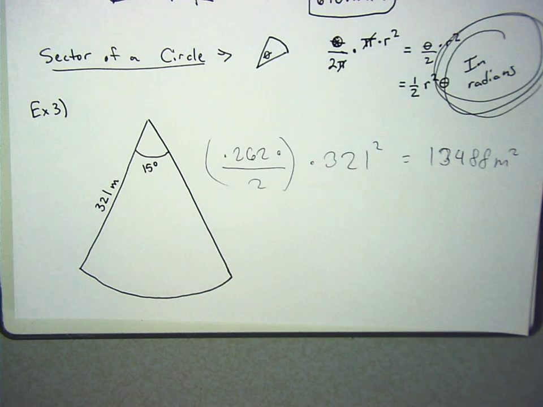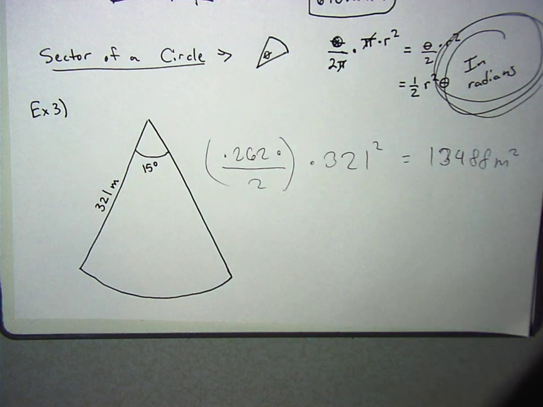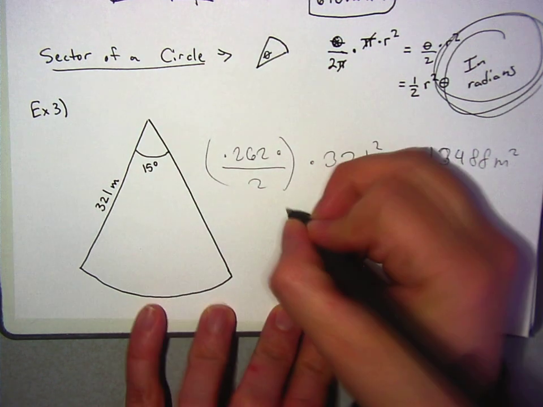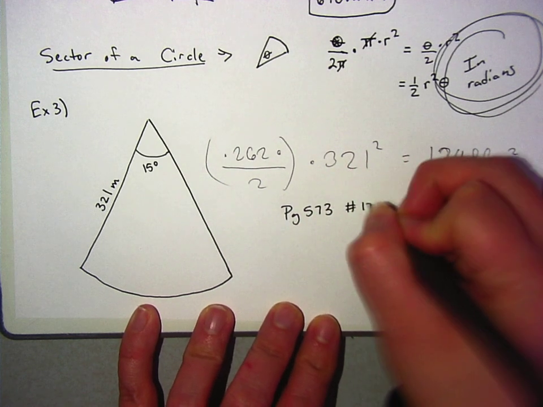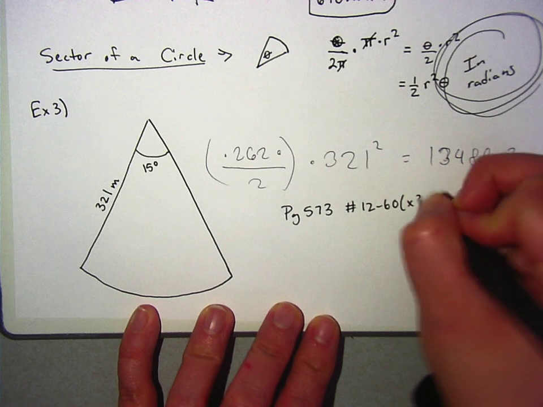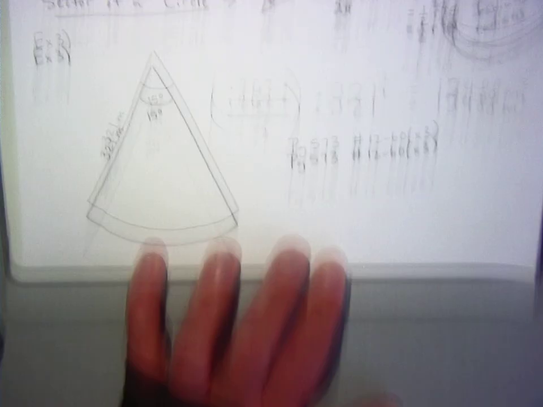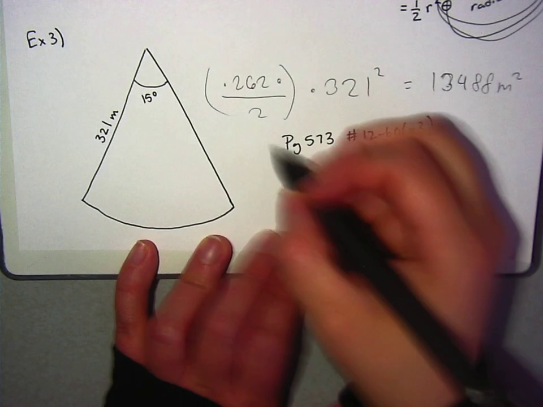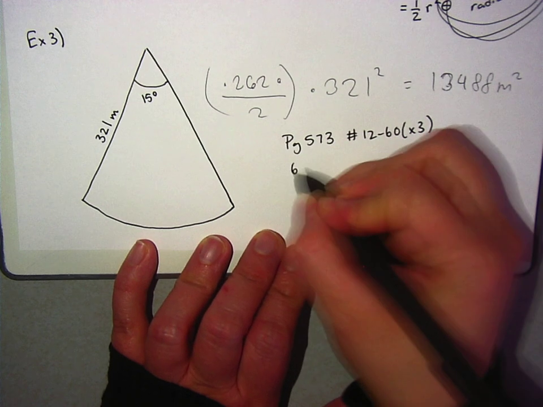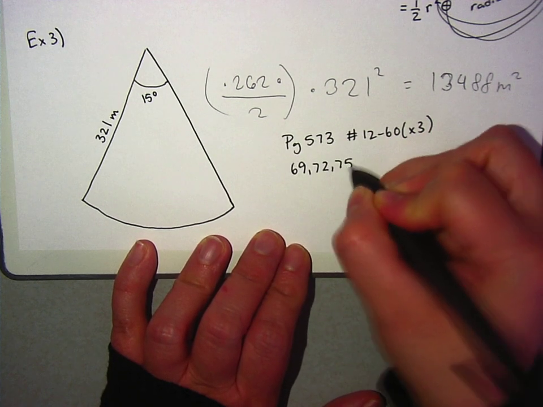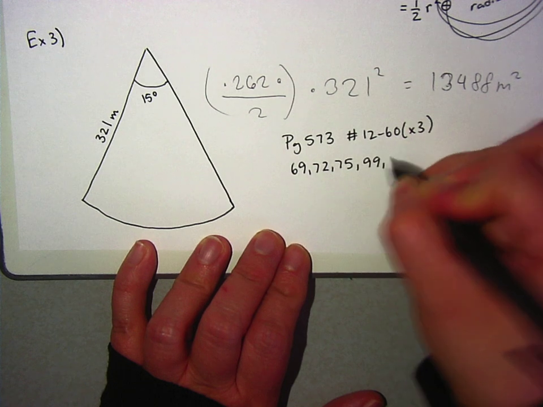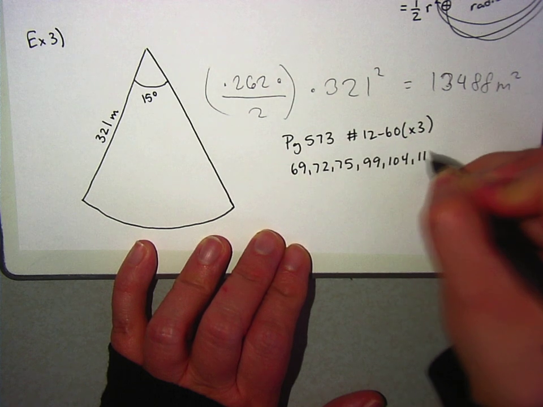So your homework is added to the homework assignment from yesterday, and we'll check the whole thing tomorrow. I believe yesterday I said 573, 12 through 60 multiples of 3, correct? All right, I'm going to add to it 69, 72, 75, 99, 104, and 114.